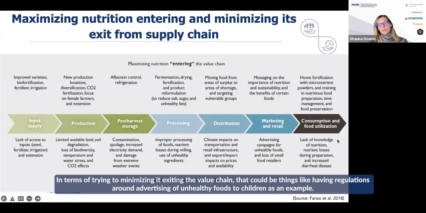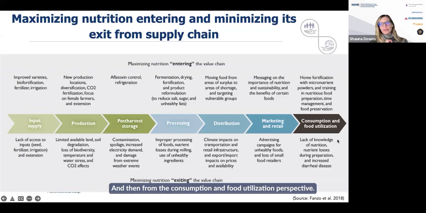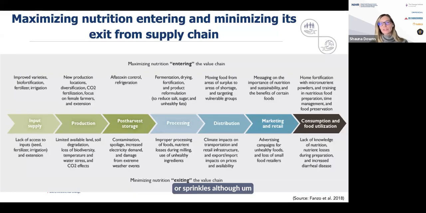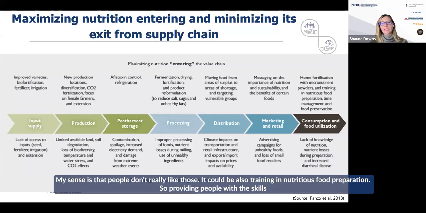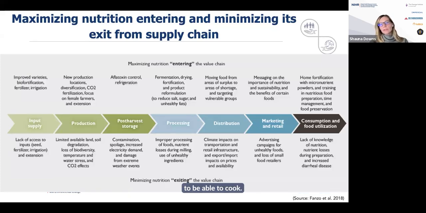And then from the consumption and food utilization perspective, nutrition entering could be things like home fortification with micronutrient powders or sprinkles, although my sense is that people don't really like those. It could also be training in nutritious food preparation, so providing people with the skills to be able to cook different kinds of foods that are nutritious, and it could be at-home food preservation.